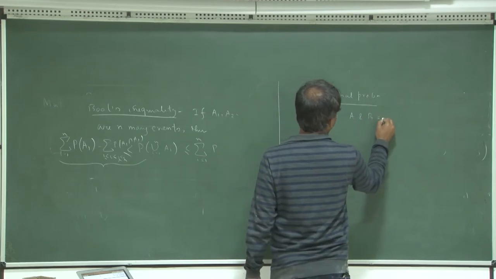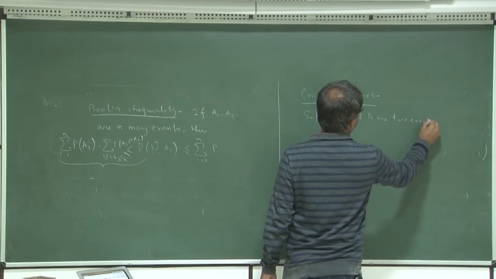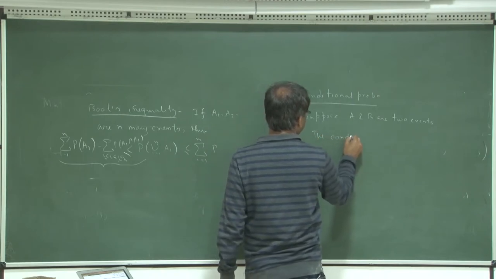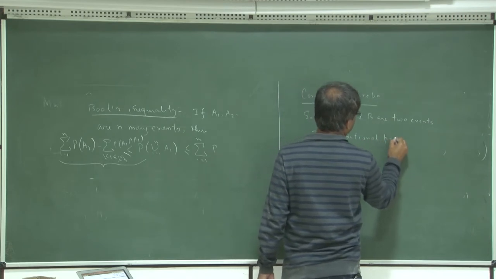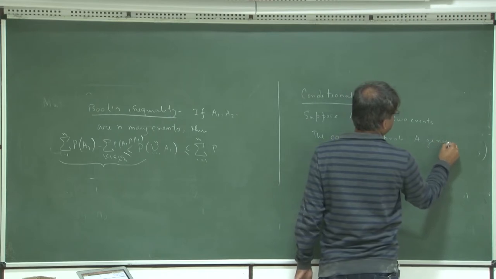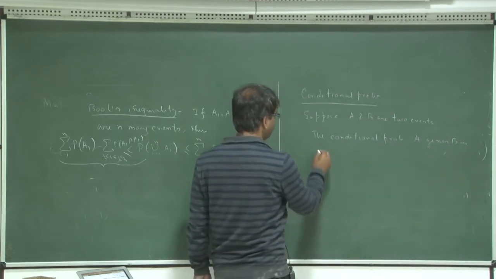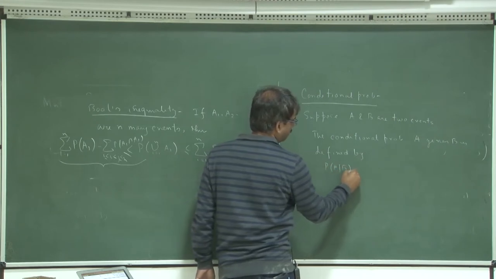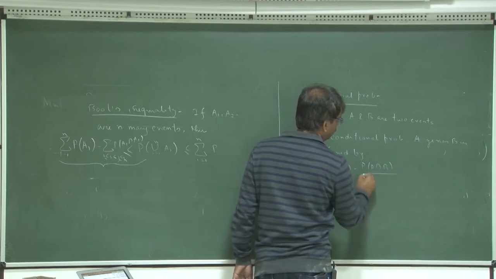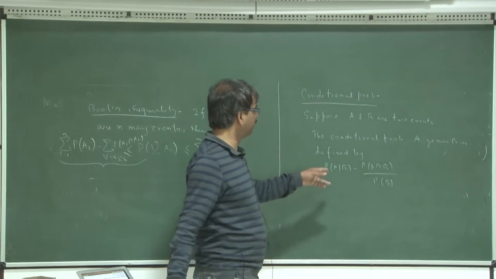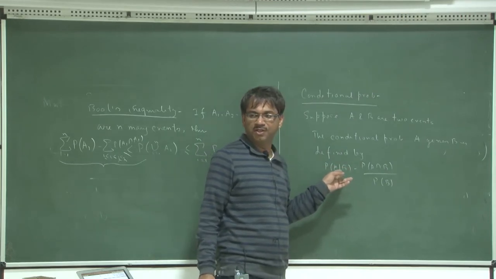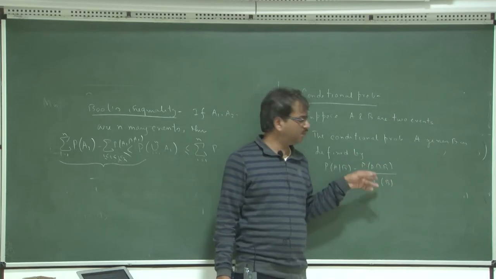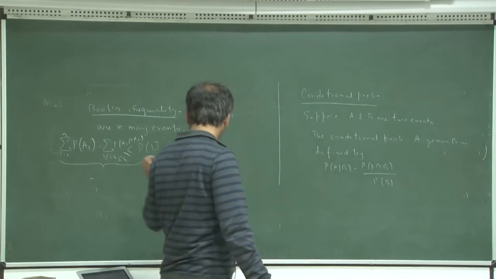Suppose A and B are two events, and then the conditional probability is defined by: given the information of B, you are familiar with unconditional probability, but whenever the condition of B is given to you, then the definition is probability of A intersection B divided by probability of B. That is the definition of the conditional probability.